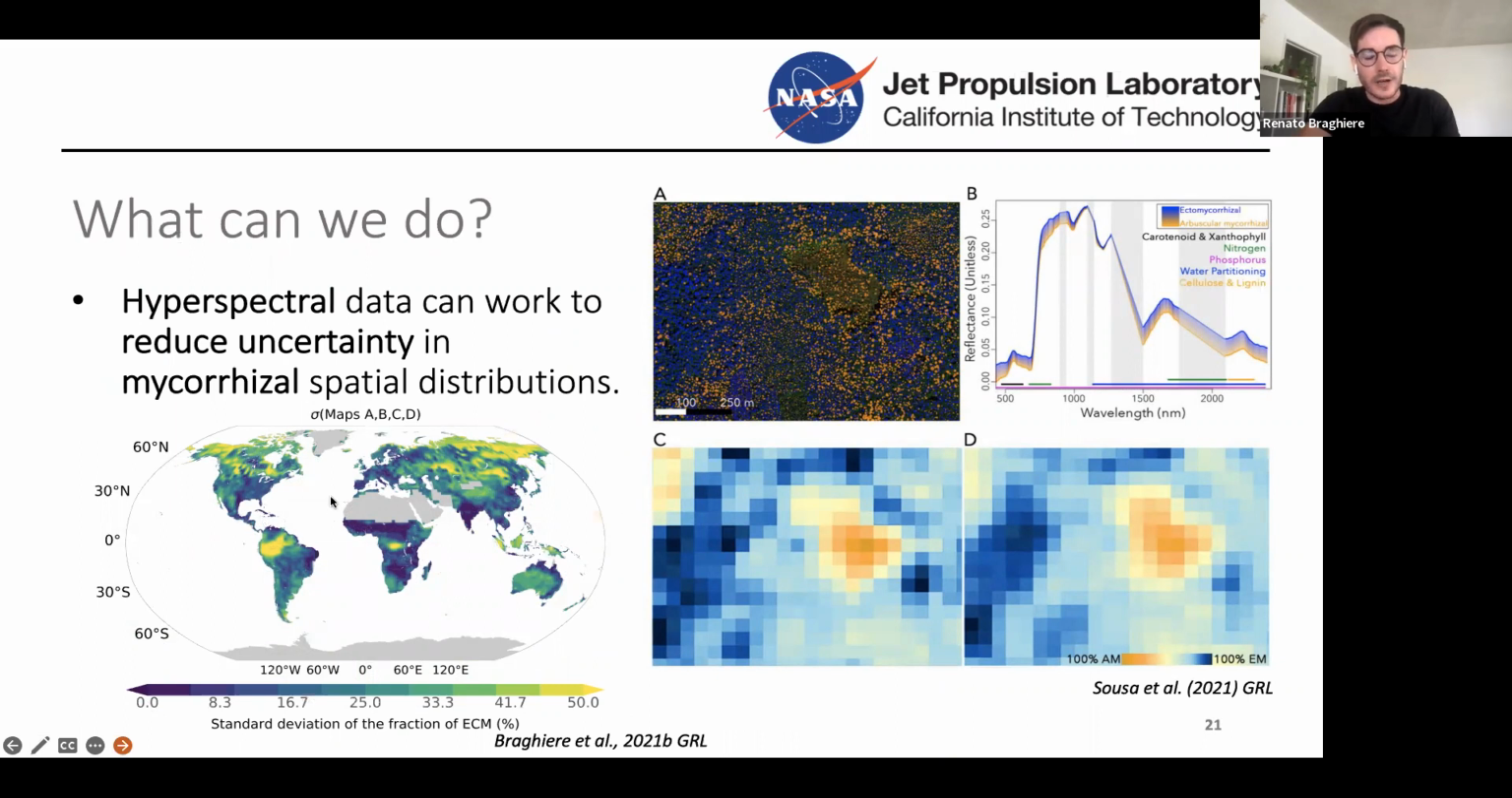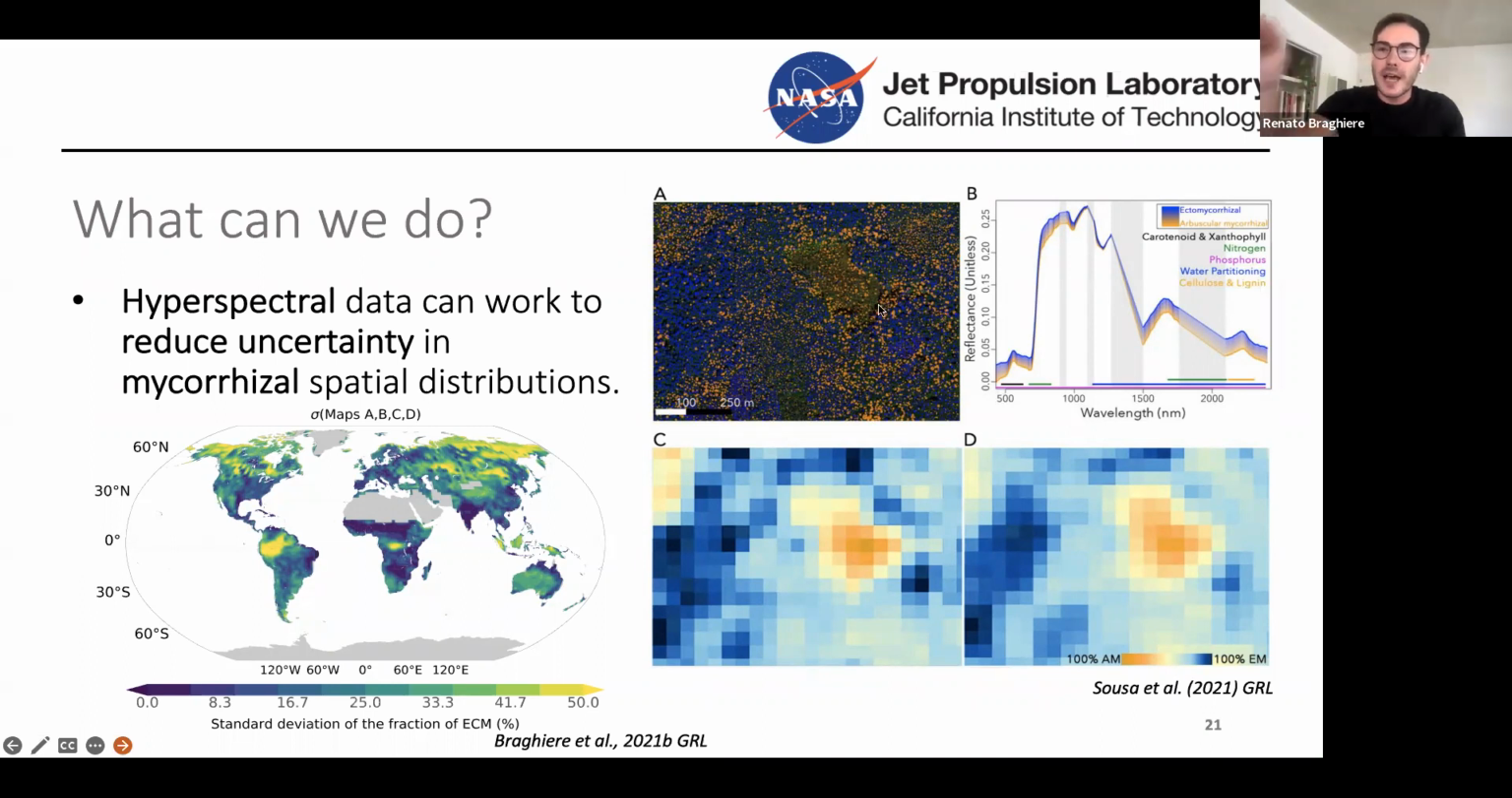One exercise that a colleague of mine, Dan Souza, who was also a JPL postdoc and is now a professor at UC San Diego, did last year was to get a map over Harvard Forest. And Harvard Forest is a fantastic place to do science because it's pretty much an open lab. So here is a plot of Harvard Forest, and the yellow dots are the trees associated with arbuscular mycorrhizae, and the blue dots are the trees associated with ectomycorrhizae.